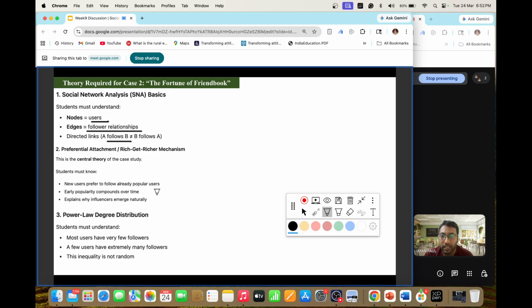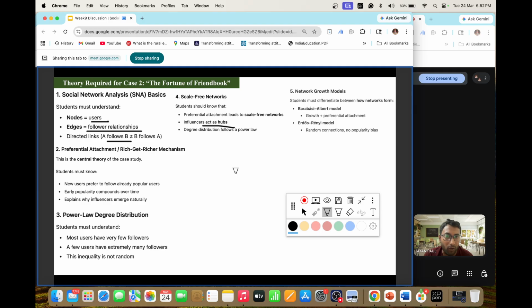Power law distribution. Most users have very few followers. Few users have extremely many followers. This inequality is not random. Scale-free networks: preferential attachment leads to scale-free networks. Influencers act as hubs. Degree distribution follows a power law.